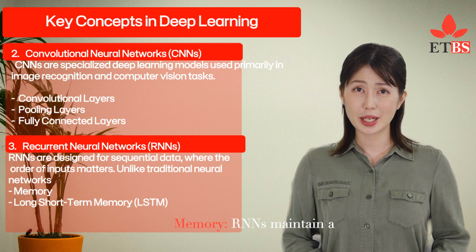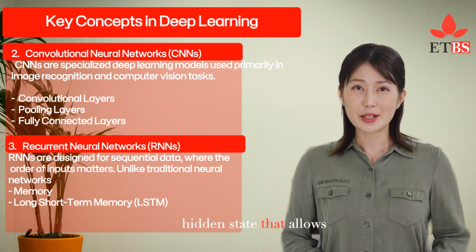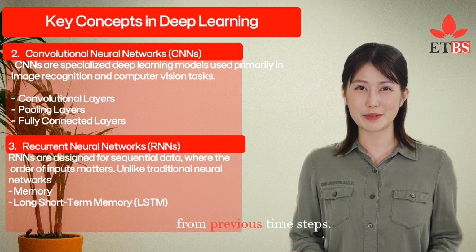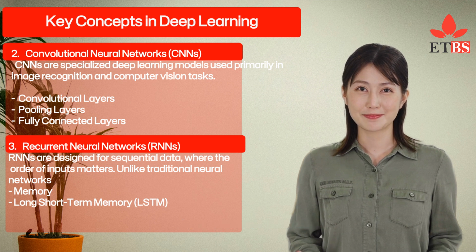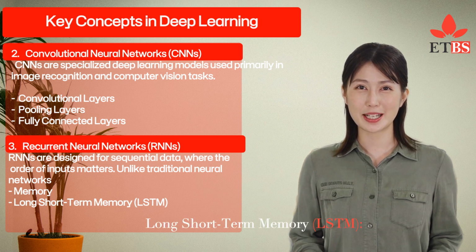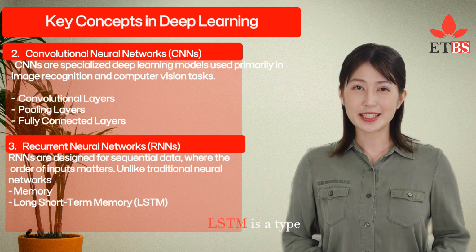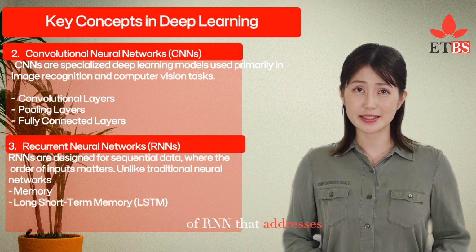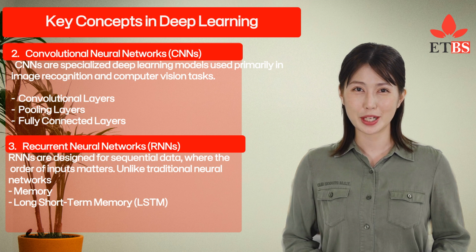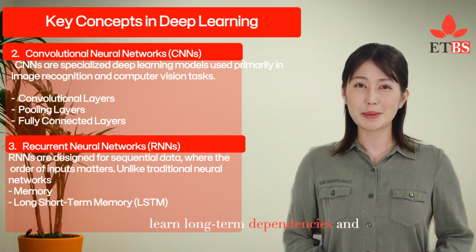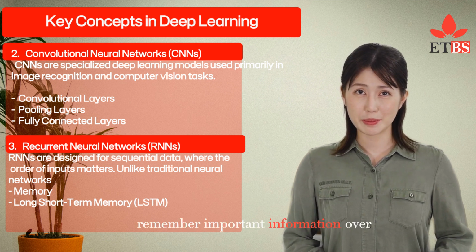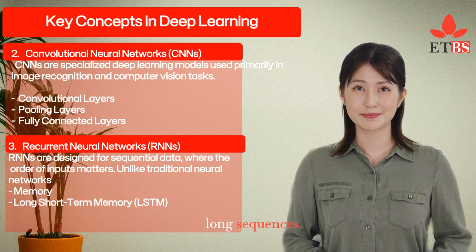Memory. RNNs maintain a hidden state that allows them to remember information from previous time steps. Long short-term memory, LSTM. LSTM is a type of RNN that addresses the vanishing gradient problem, allowing the network to learn long-term dependencies and remember important information over long sequences.